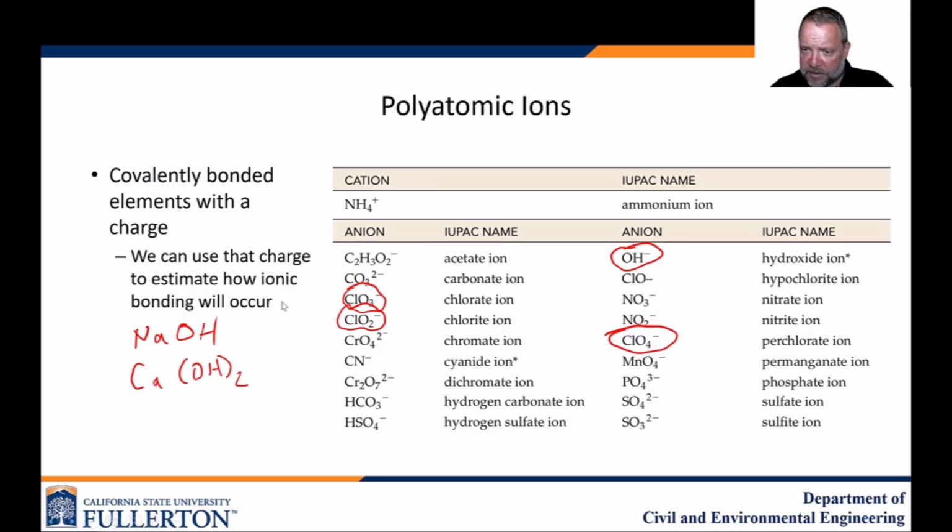And then there's one more, this one, ClO, which also has a minus charge. You might recognize that term. Hypochlorite is bleach. So calcium or sodium hypochlorite is what you buy when you buy bleach from the store. It's very, very reactive, a very active compound, so it breaks down the dyes in your clothes or kills germs.